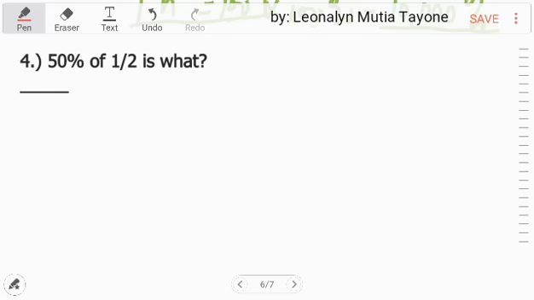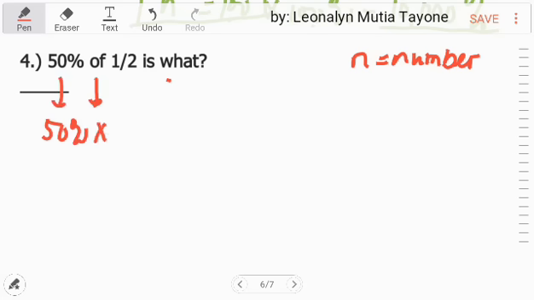Number 4. 50% of 1/2 is what? Is what? Let n be that number. Ngayon, 50% of, multiplication yan siya. Kopyahin si 1/2. Ang is ay equal yan siya, of what number? Let n be that number.